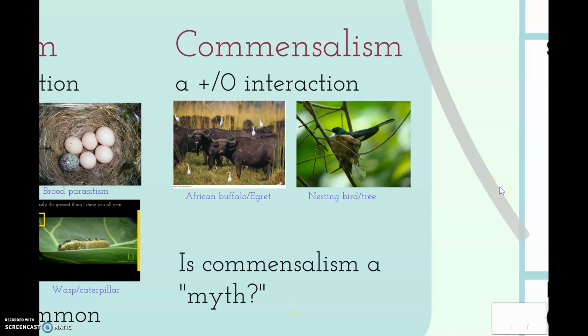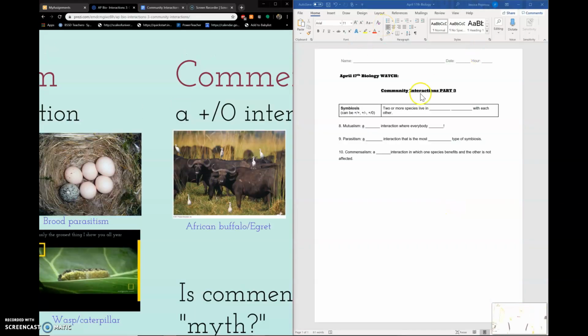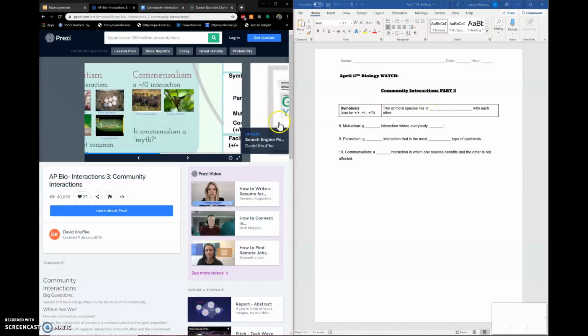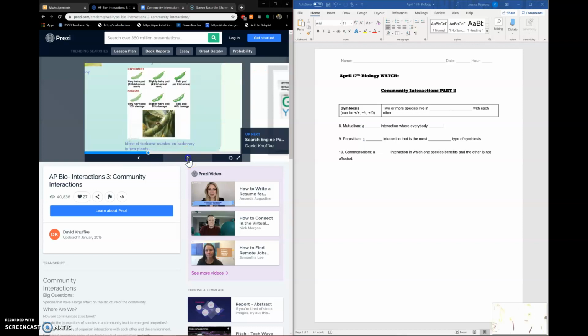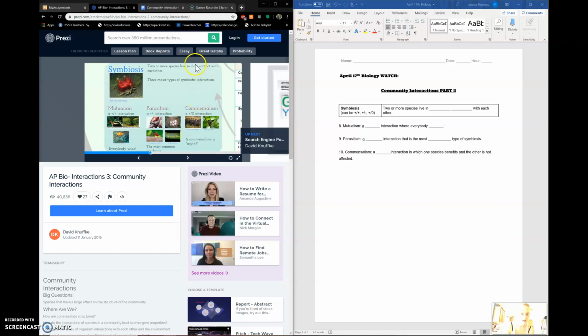So following along with your notes, you are very vocal today. We've got symbiosis. 2 or more species live in close contact with each other, yes. ++ interaction where everybody wins. Parasitism +- interaction, that is the most common symbiosis. Commensalism, a +0 interaction in which one species benefits and the other is not affected.